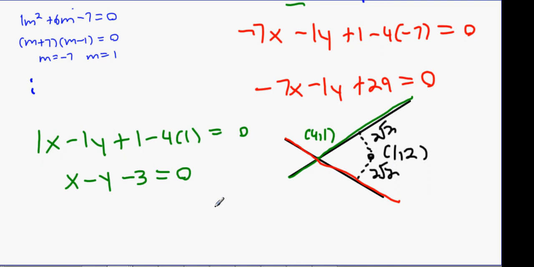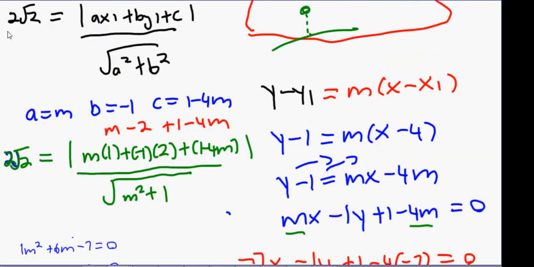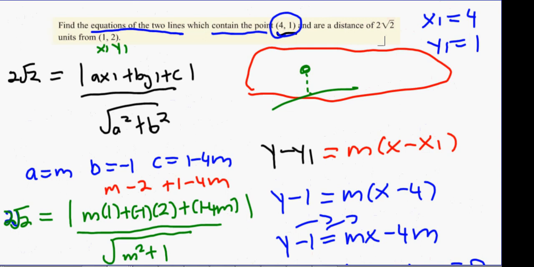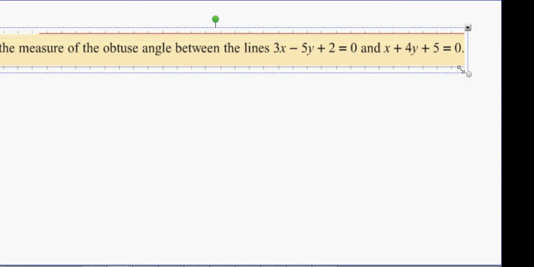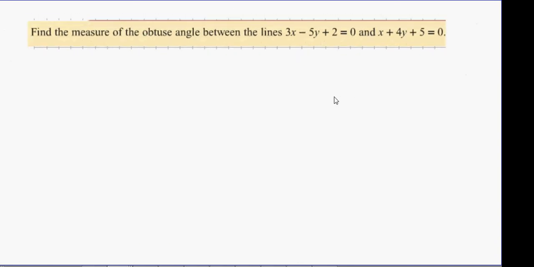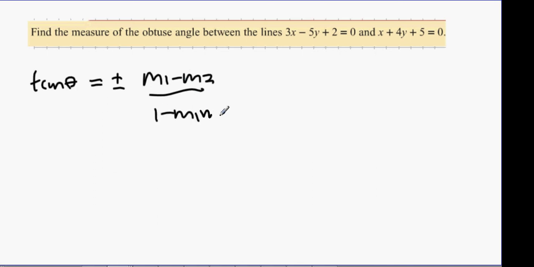Okay? Now that that's done, we're now going to the next question, which is find the measure of the obtuse angle between the lines 3x minus 5y plus 2 and x plus 4y plus 5. Tan theta equals plus or minus (m1 minus m2) over (1 plus m1 m2). Another way of writing that is the modulus, but the modulus isn't in your tables. Oh, it's plus on the bottom.